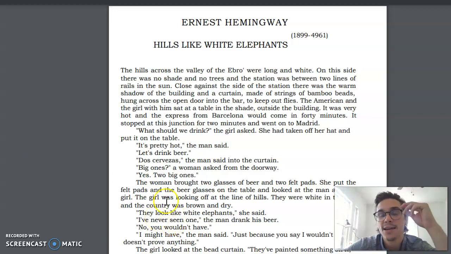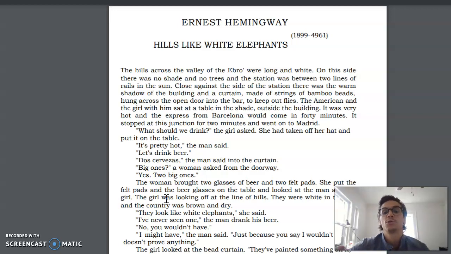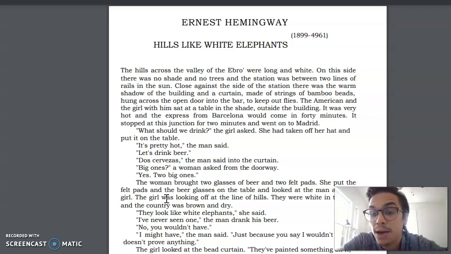So like I said, the setting of this story takes place in Spain, sometime between the First World War and the Second World War. Hemingway fought in World War I. He had exposure to Spain. He was in Spain for a bit, and Spain became very central to a lot of his work. So in this story, a man, an American, and a woman, presumably American, are having drinks.